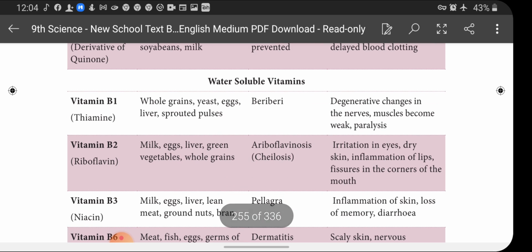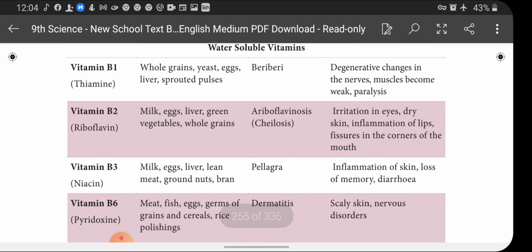Okay. Next, water soluble vitamins. Some vitamins can be soluble in water. That's why we advise cooks to wash the vegetables before cutting. After cutting, if you wash the vegetables or fruits, what happens? The water soluble vitamins are dissolved in the water itself, so it leads to deficiency of water soluble vitamins in our body. So water soluble vitamins are only two.